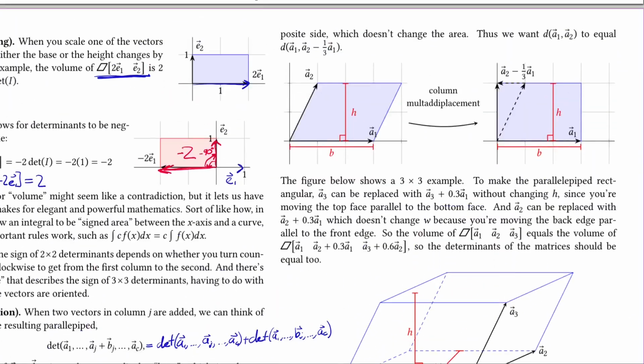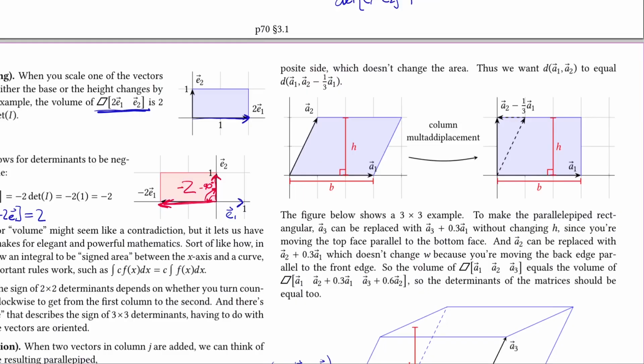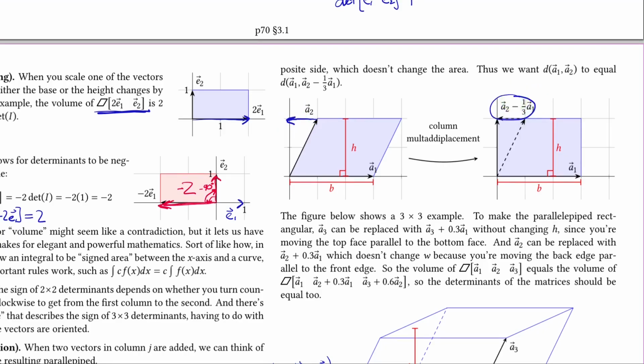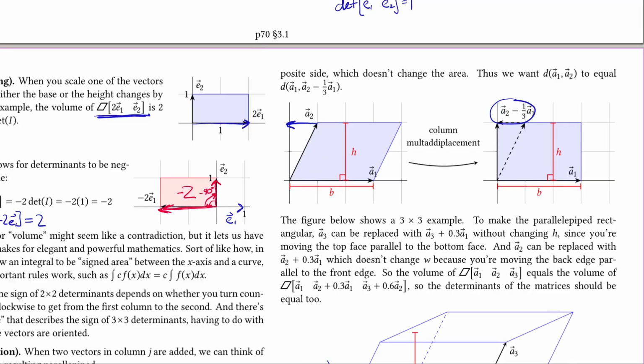So here is A1 and A2. A2 is the diagonal one, and A1 is the horizontal one. Now, if you replace A2 with the sum of itself and a different one, what you're doing is you're moving this vector parallel to the other vector. This doesn't move the new vector any farther away from the base than it was before.